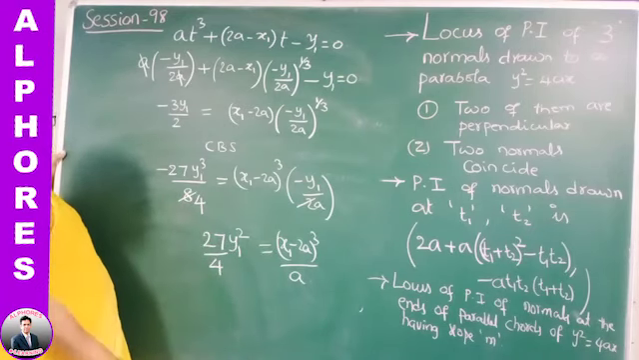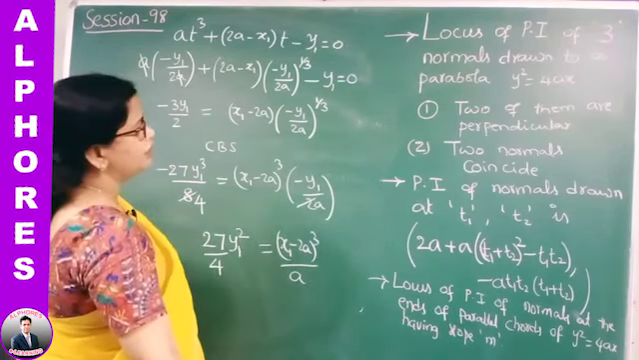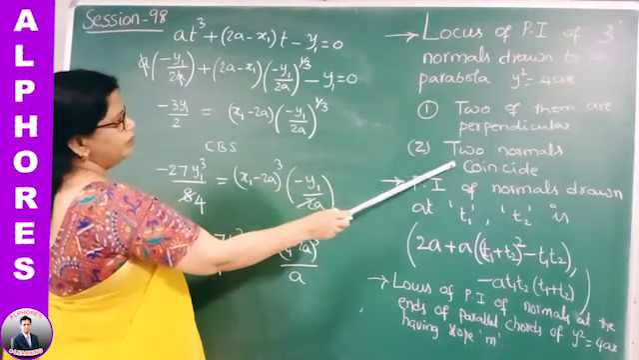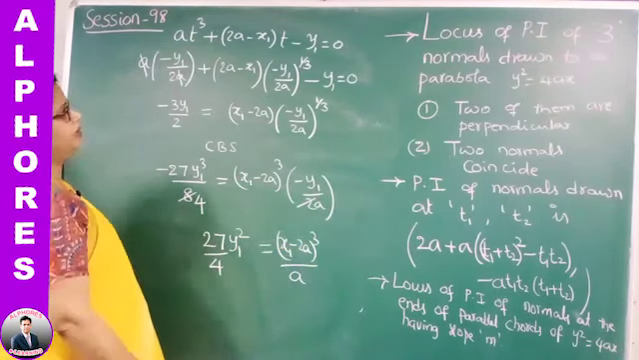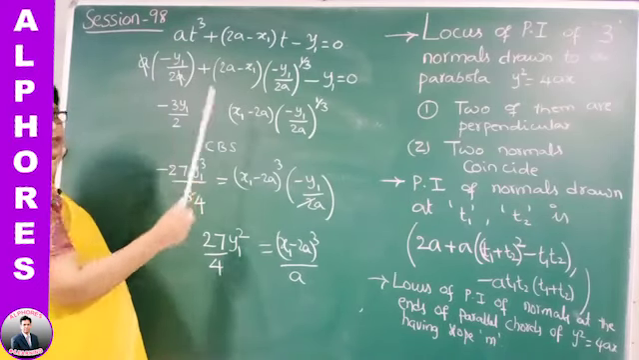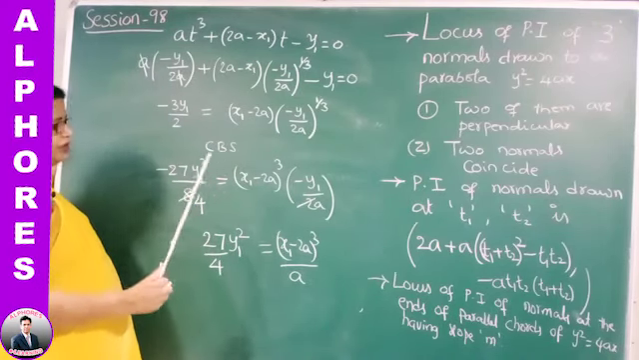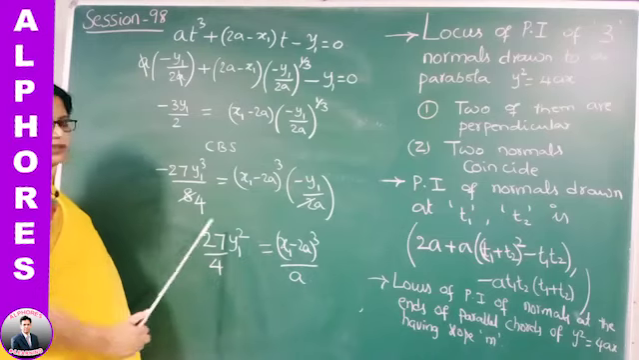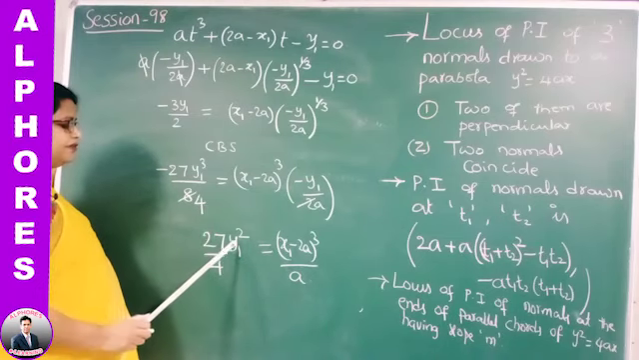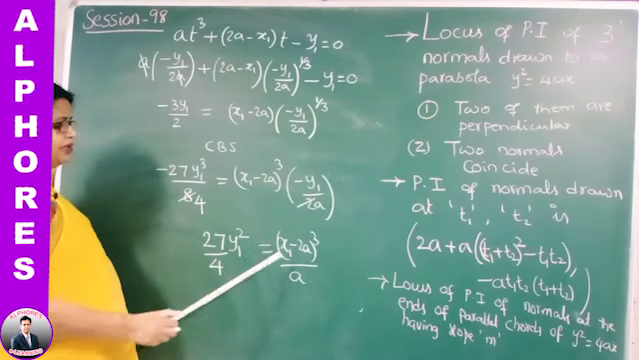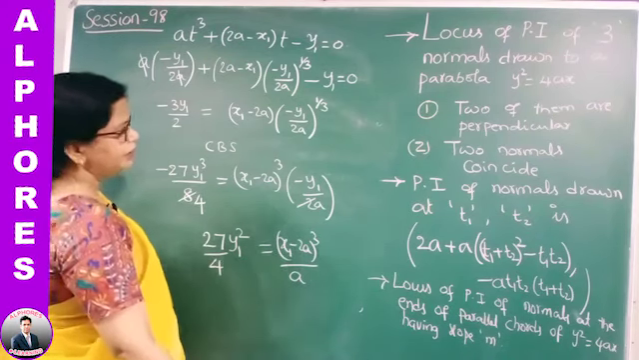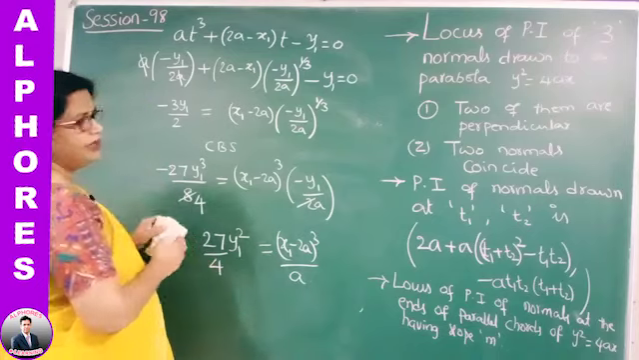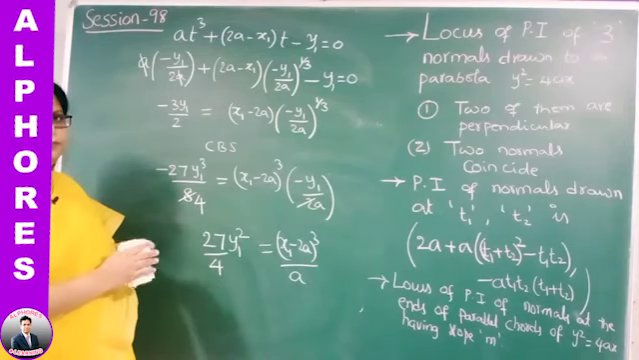Therefore, the locus of the point of intersection of three normals drawn to a parabola, of which two of them are coinciding, where we have taken T1 is T2 and T3 is the other one, and thereby we obtain this locus equation: 27y square by 4 is x minus 2a whole cube divided by a. Okay, now let us observe, students, the other one also.